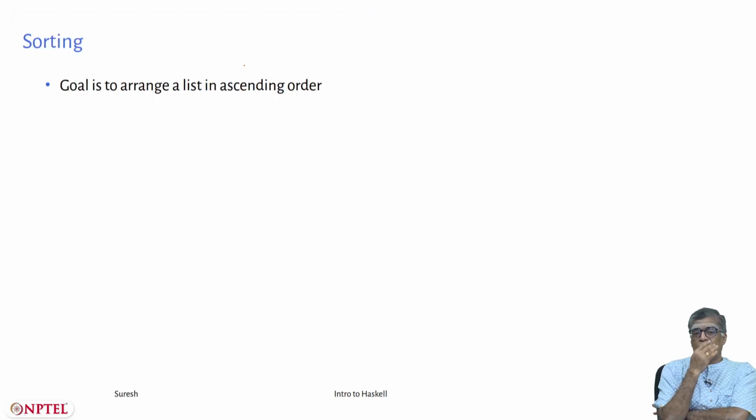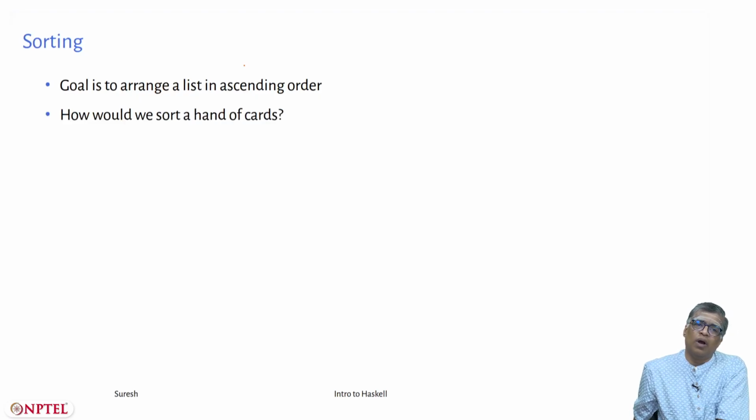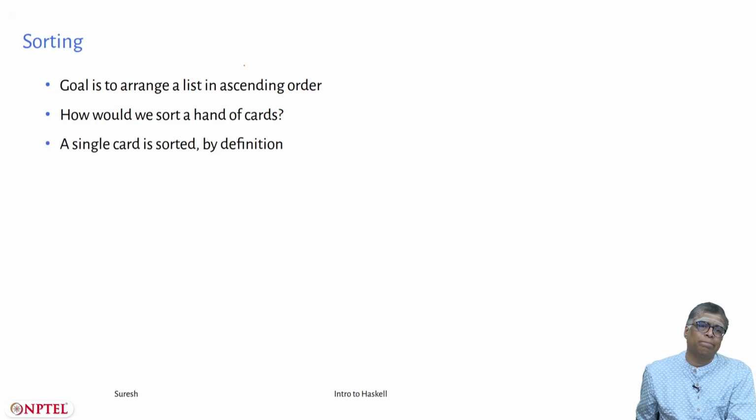Yeah, so now let's move to a different problem, which is to sort a list of numbers. The goal here is to sort a list in ascending order, and we'll look at a very simple algorithm first. How would you sort a hand of cards? Okay, that is the intuition for the first algorithm that we'll see.